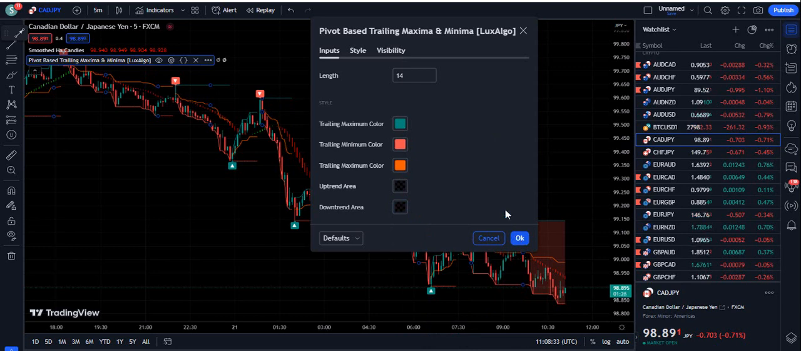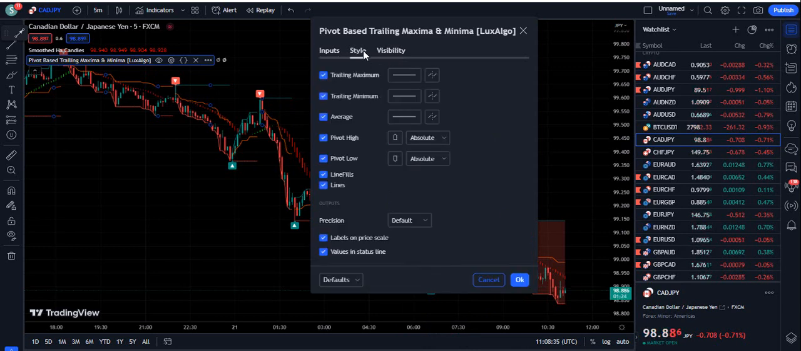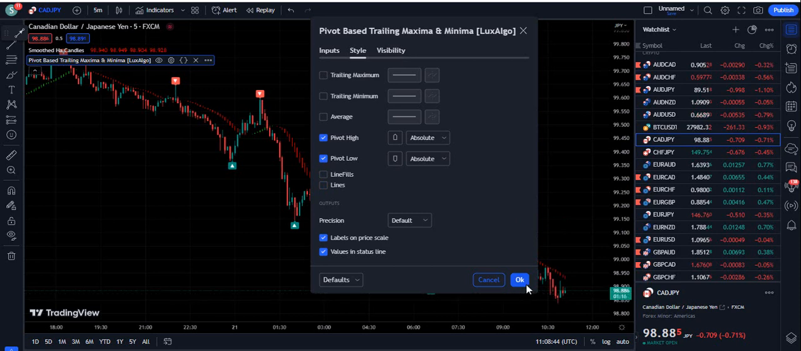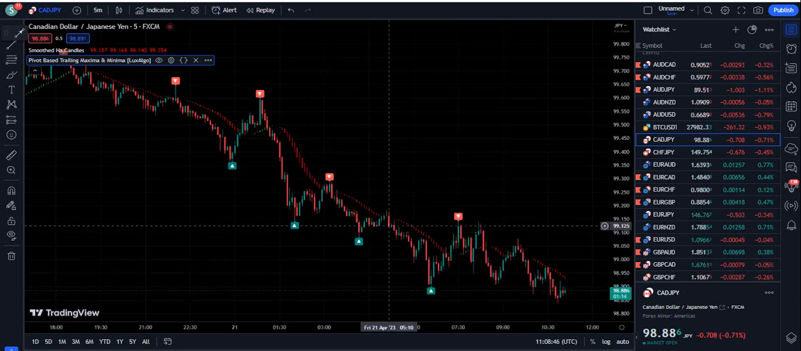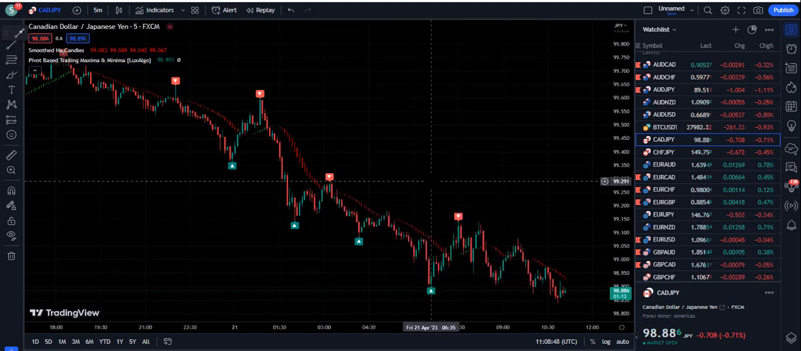Okay, and then I go to the style section, and inside the style section I will uncheck all things other than pivot high and pivot low. That's simple. That makes our strategy complete. Okay, now you can see that our system is completely ready to trade.